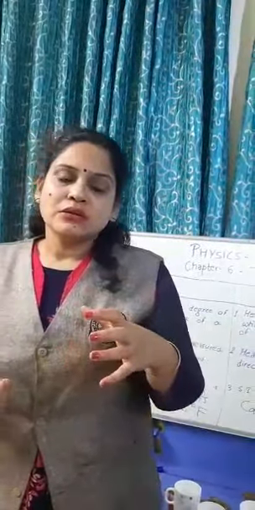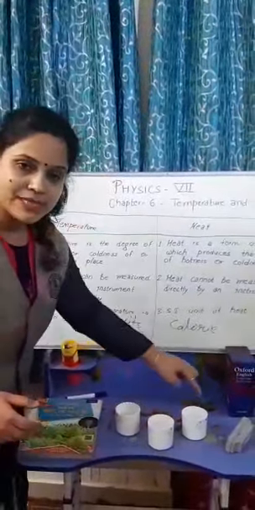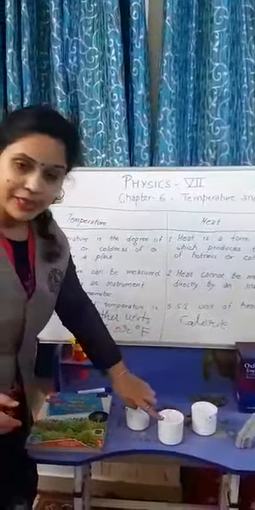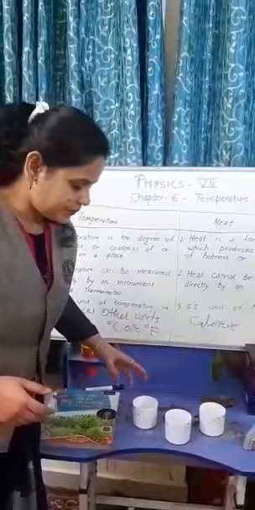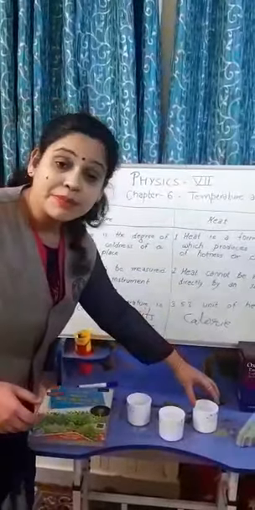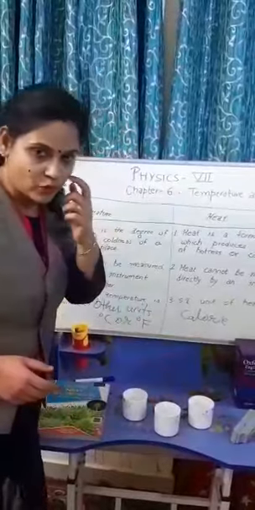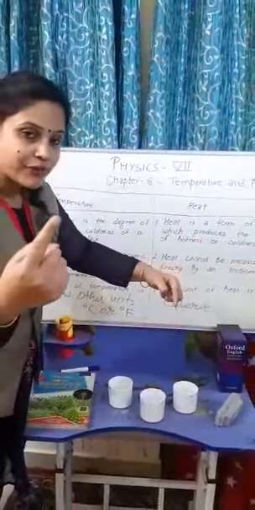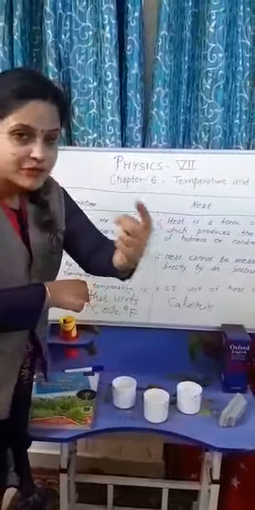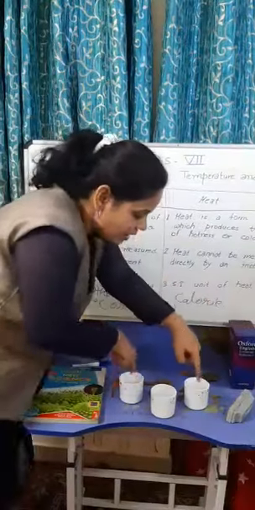So to explain it, an activity. I have kept 3 cups over here, and let me name them: cup A, cup B and cup C. In cup A, very hot water is there, which I can just touch. In cup C, ice cold water is there. And in cup B, normal tap water. Let me dip my fingers into it. I am dipping my right finger into cup A and left into cup C. Hot water and very cold water.